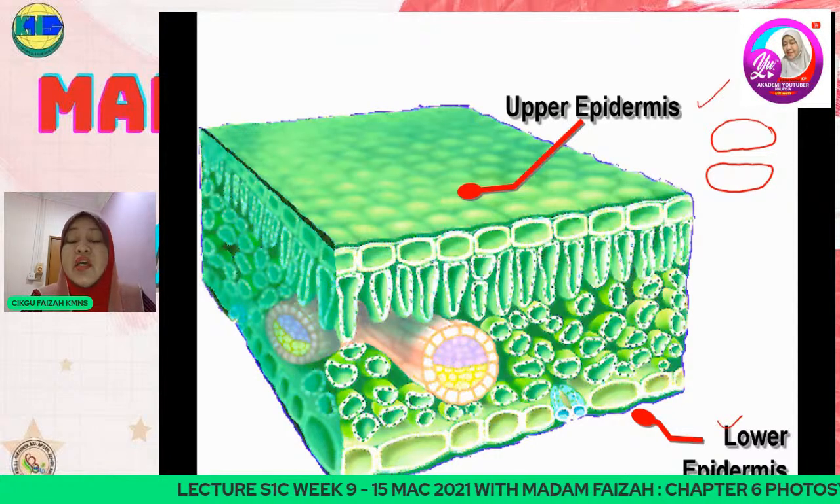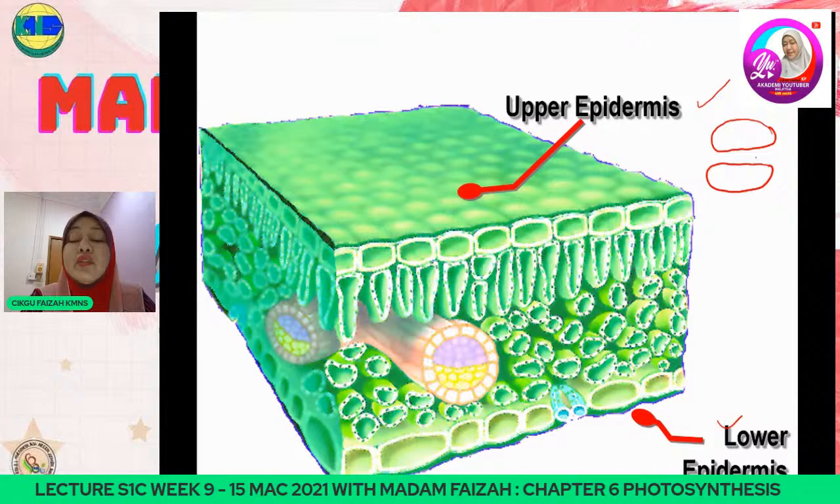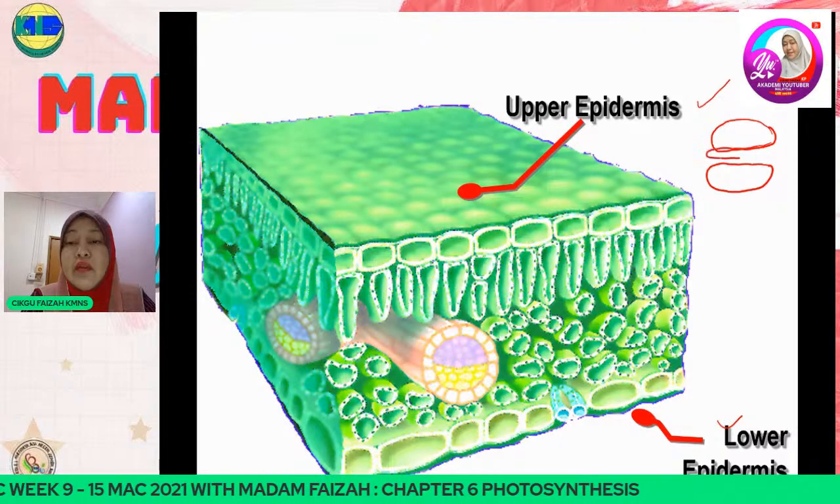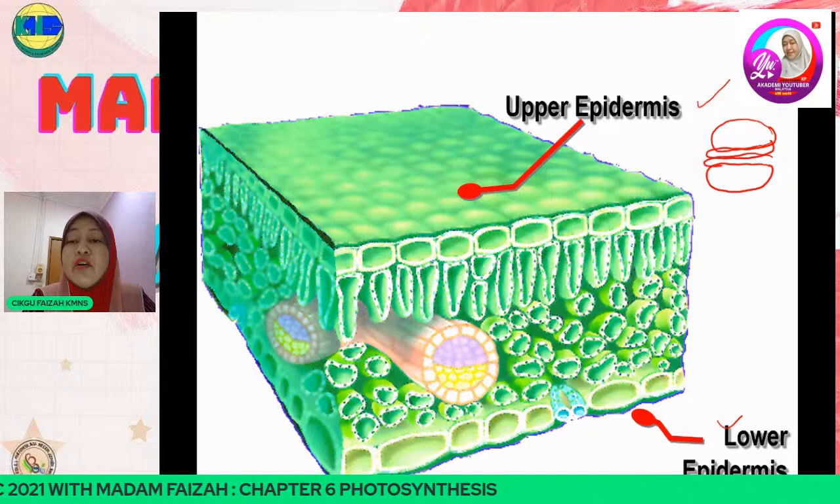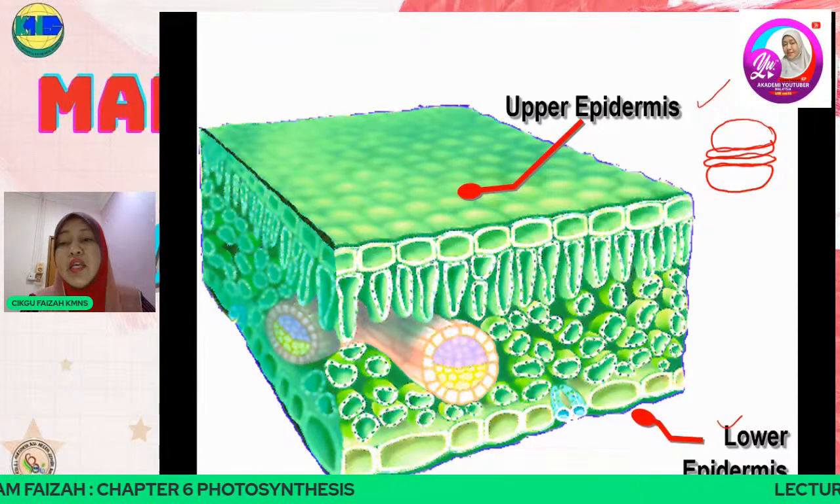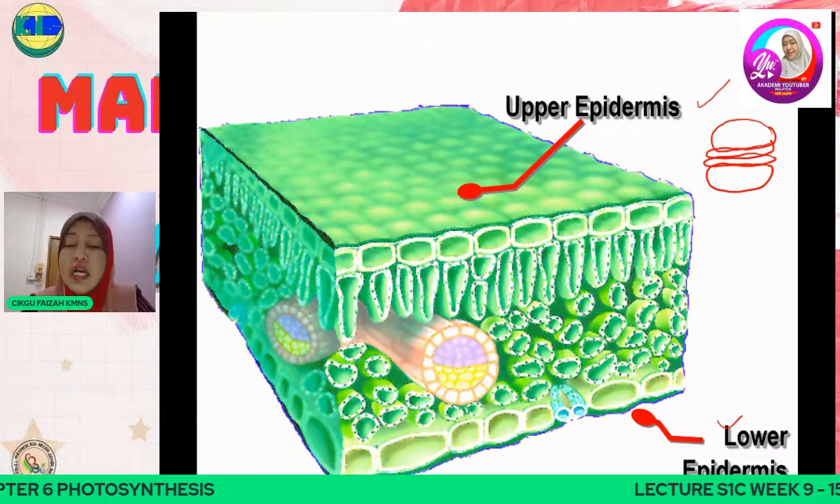Between the two bread, kamu akan jumpa two layer of apa kelas? Two layer of beef, right? So same goes to the leaf here. There are two layers. What are the two layers?